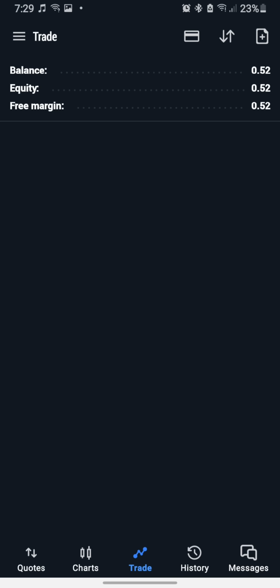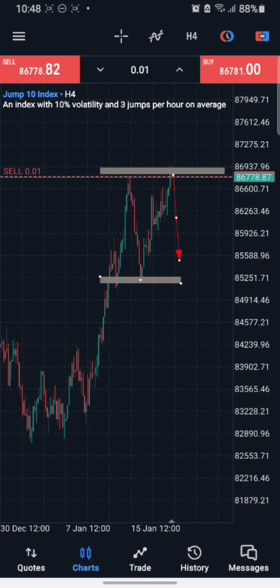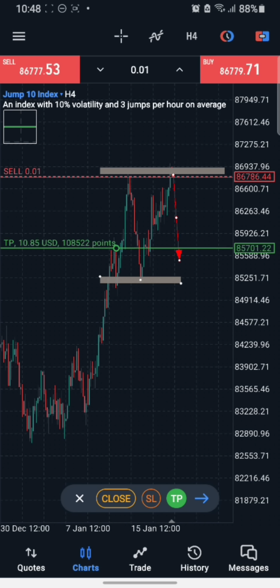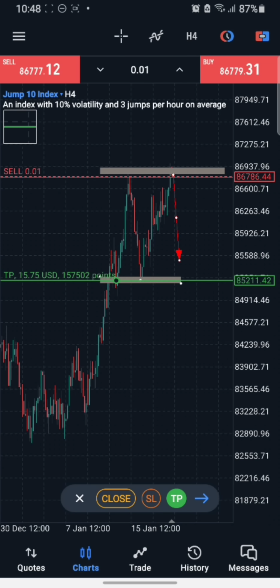So in this video I'm going to trade this 52 cents to at least 1000. I'm going to raise this account step by step, and I hope you are going to like it. So start by looking for signals in Jump Chain. As you can see, it's the only market that we can enter using that very small account.